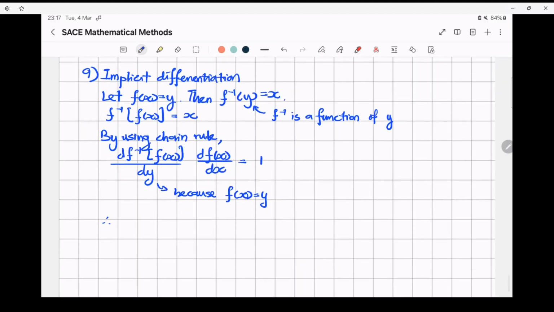Therefore, if you want to find the differentiation of the inverse, that will be the same as 1 divided by the differentiation of the original function. So over here, I already excluded the argument inside your function.